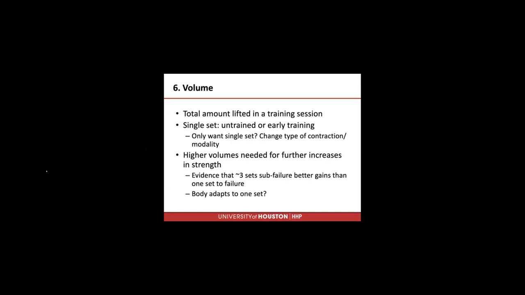For the training volume, we're going to decide if this is a single set. Somebody's untrained, early in the training session in season, some types of special populations. Sometimes somebody tells you they only want to do one set of something because they get bored, but we know that they need to be doing more than one set. So we can change the type of contraction or the modality. We can have them do the exercise on the stacked weight machines and as free weights.